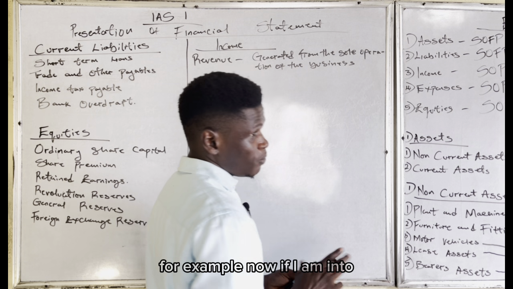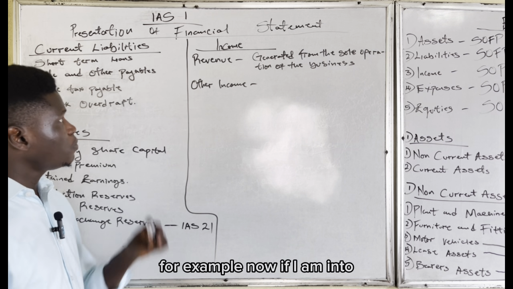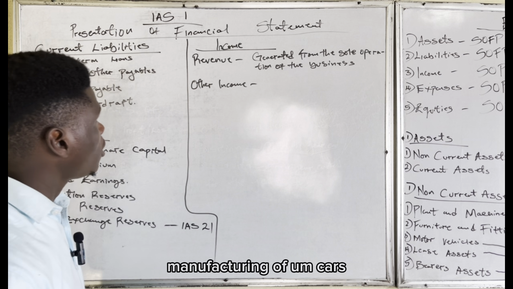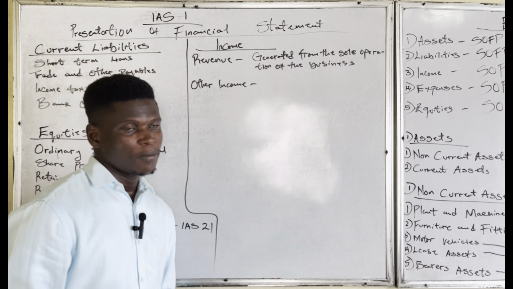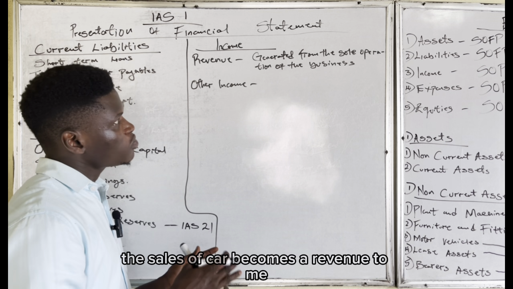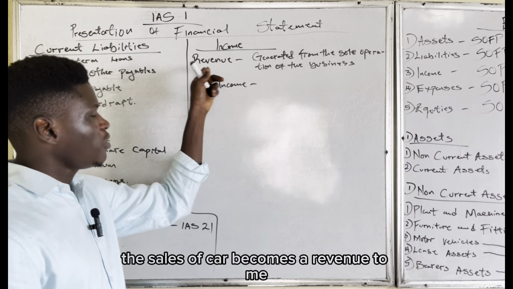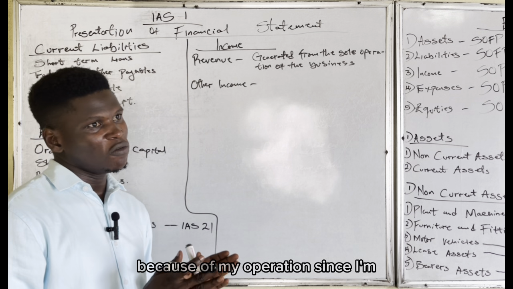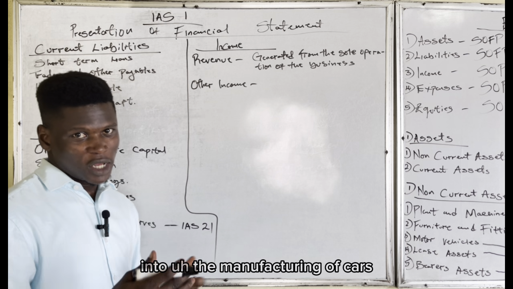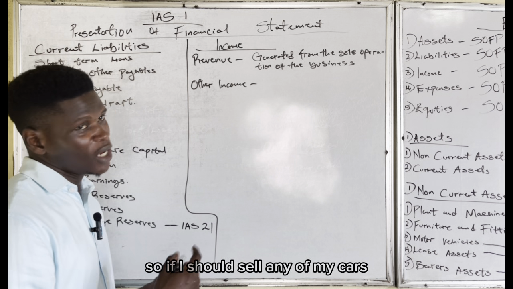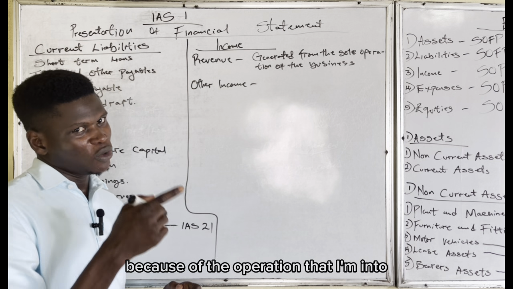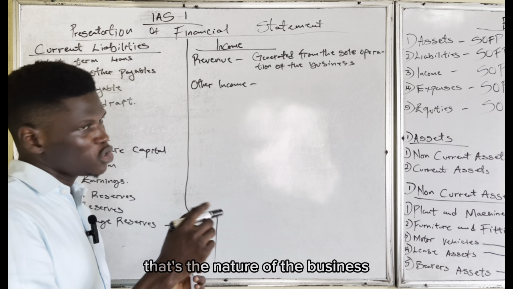For example, now, if I am into manufacturing of cars, so if I sell a car, the sales of the car becomes a revenue to me because of my operation, since I'm into the manufacturing of cars. So if I should sell any of my cars, it becomes a revenue because of the operation that I'm into. That's the nature of the business.